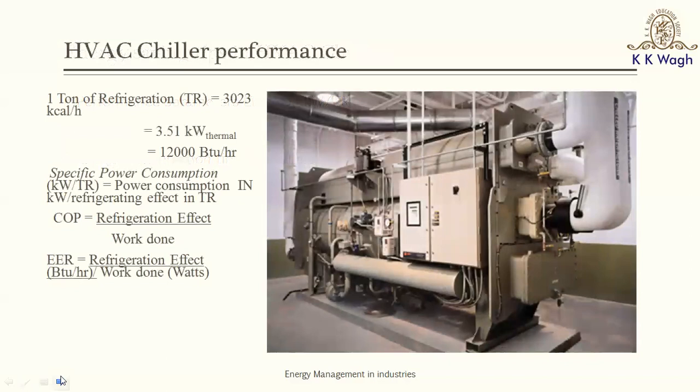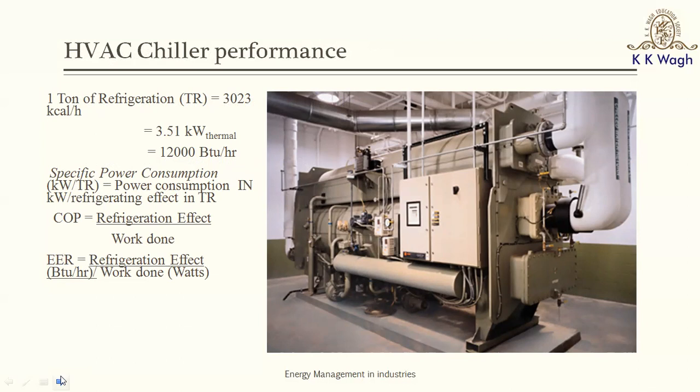To assess the performance of a chiller, there are certain terms we need to be familiar with. One is called the ton of refrigeration. The capacity of any chiller we would mention in this term: this is a chiller of 100 tons of refrigeration, this is a chiller of 50 TR, this is a chiller of 300 TR, and so on. So what does this TR mean?